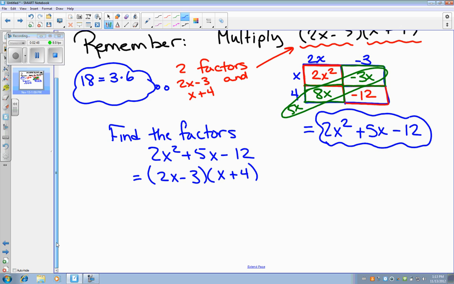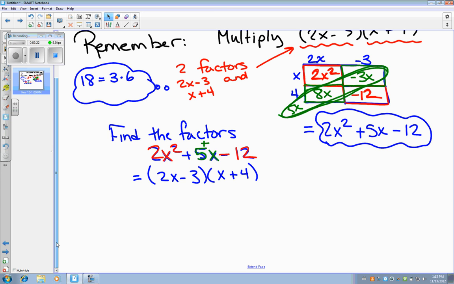So we're going to look at this problem. We're going to try to figure out, first of all, in this rectangle model, I notice that 2x squared and minus 12 show up in that rectangle. So that's an important key thing to note. And then I also noticed that the 5x is what turns out being the sum of these things. So I'll just put a plus sign there for plus.